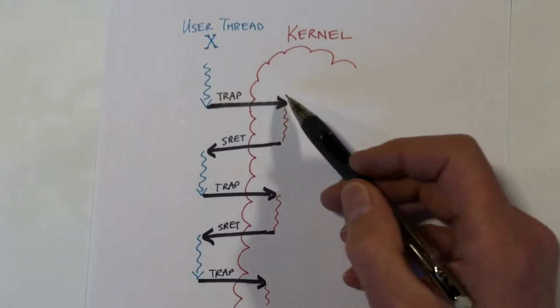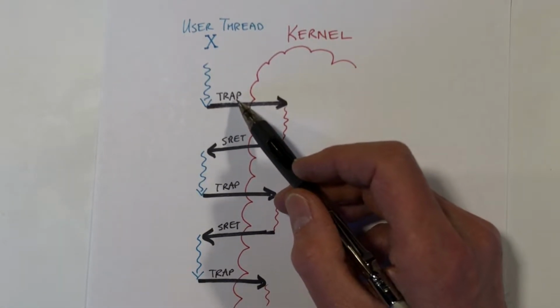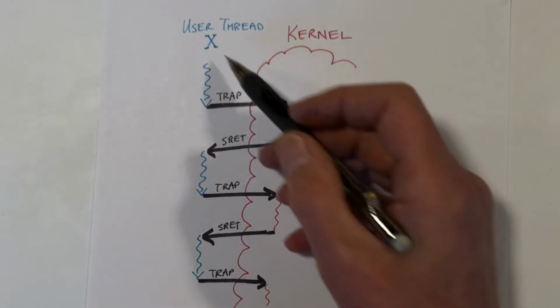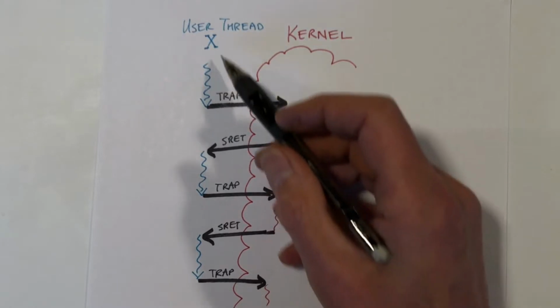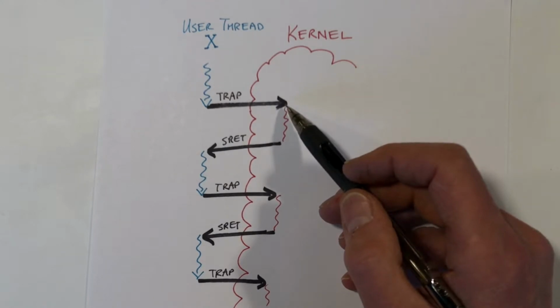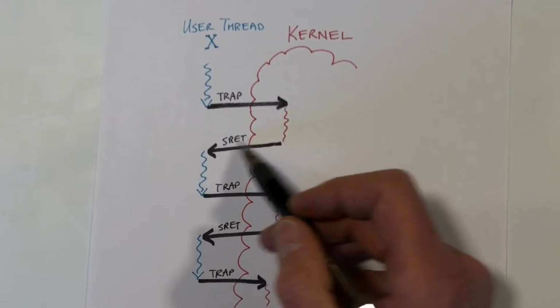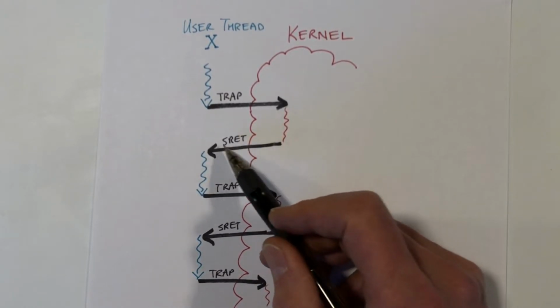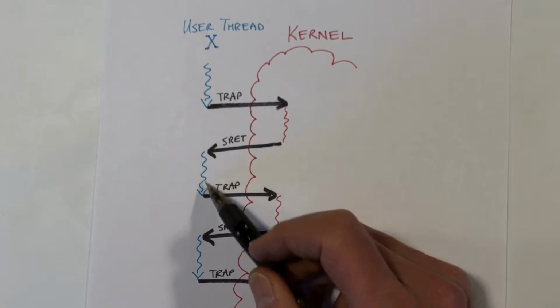The switch from user mode to kernel mode occurs as the result of a trap. This can be an interrupt, such as from a device that is requesting attention, or it could be requested by the user thread itself in the form of a system call, or perhaps the user thread has a program exception, some sort of an error, and that results in a trap as well. After the kernel executes and is ready to return to the user thread, the SRET, or system return, instruction is executed, and that takes us back into user mode.